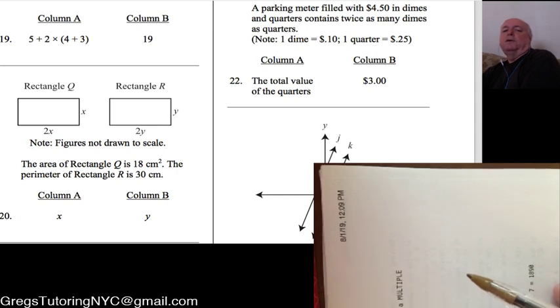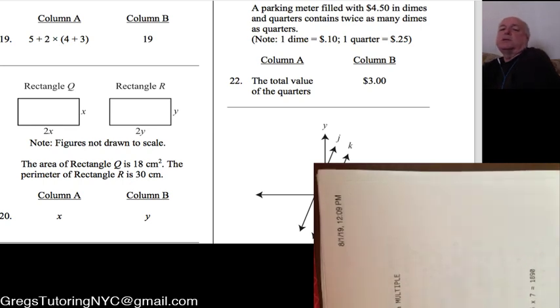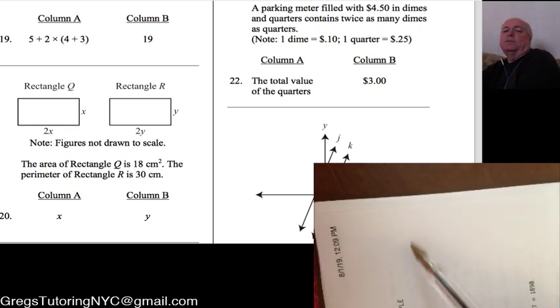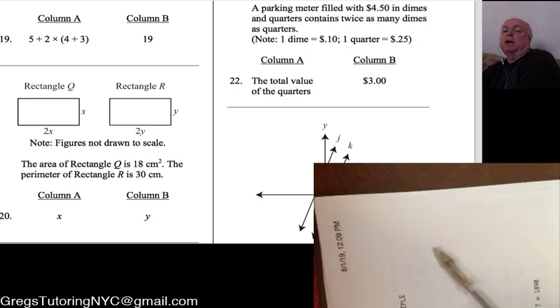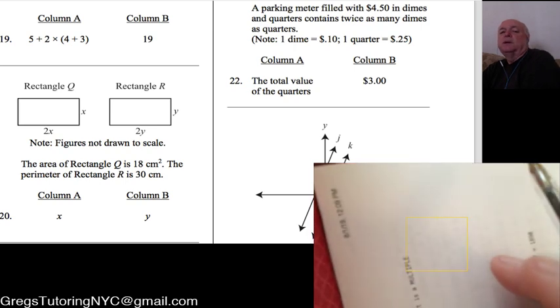A parking meter filled with $4.50 in dimes and quarters contains twice as many dimes as quarters. And a dime is worth 10 cents, and a quarter is worth 25 cents. I'm not sure why they're giving that. I believe it's because this test is given internationally as well, but I'm surprised they don't have a conversion somehow. But in the event, it doesn't matter. They're defining it for us.